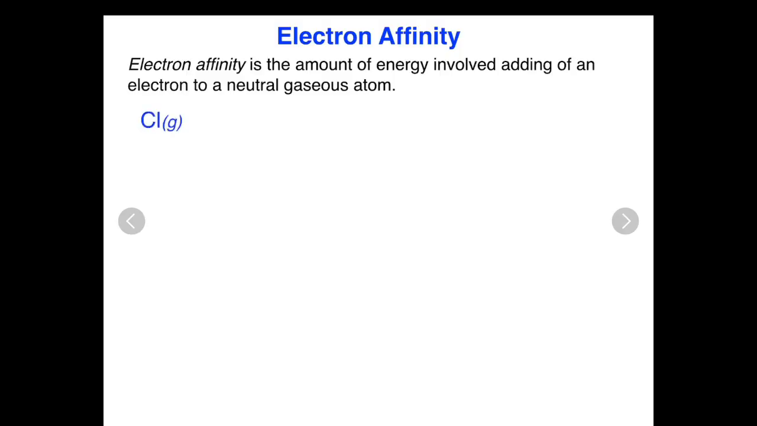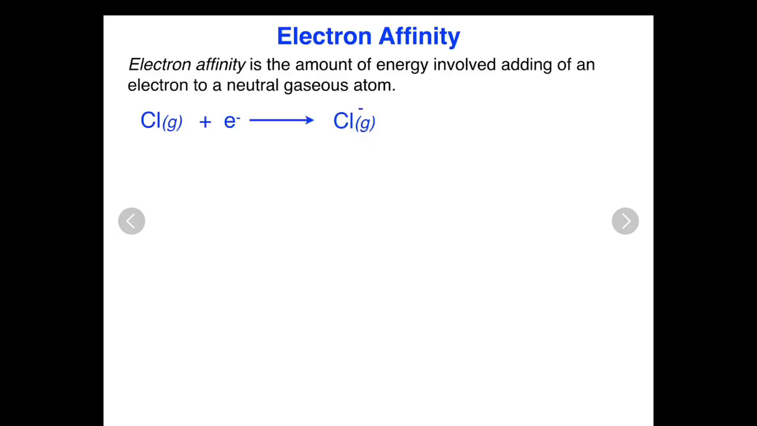Okay, so let's take a look at an example of chlorine. If you have a chlorine atom in the gaseous state, adding an electron would be part of this side, because it indicates that the neutral chlorine is accepting an electron, and as neutral chlorine accepts an electron, it is going to become chlorine minus, or the chloride anion.